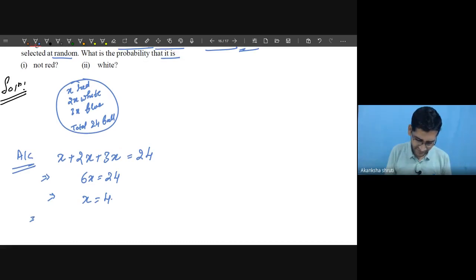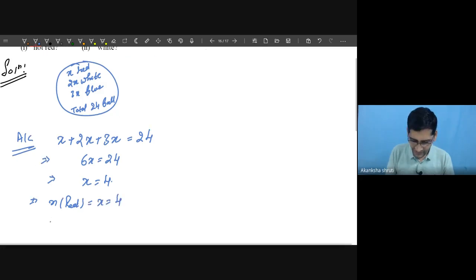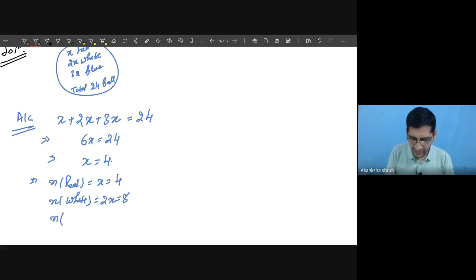Therefore, number of red ball is equal to 4. Number of white ball, I may write NW only, as 2x is equal to 8. Number of blue ball is 3x, that is 12. Adding 8, 4 and 12, you are getting 24.